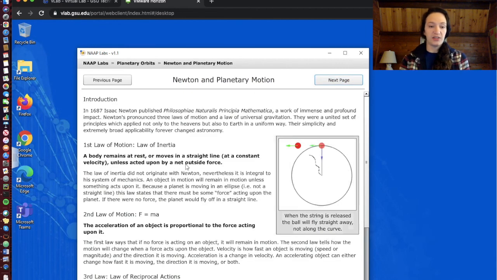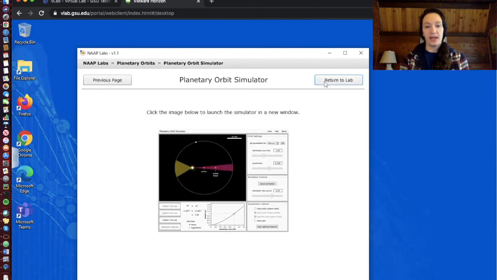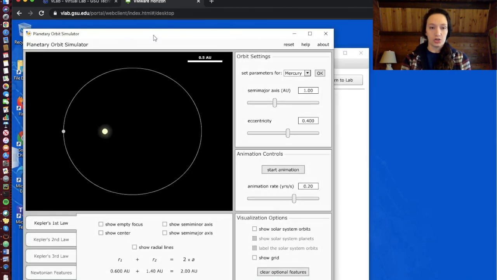And then this is giving a different perspective on the 3 laws from Newton's laws of mechanics point of view. So don't need to worry about this too much. Go ahead and click Next Page. And then click the big image that's a preview of what the simulator is going to look like. Go ahead and click that, and it should launch your simulator.